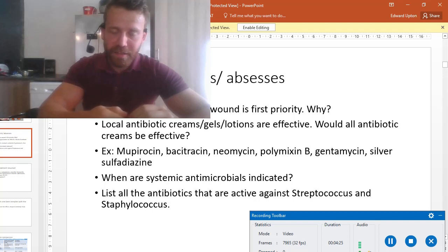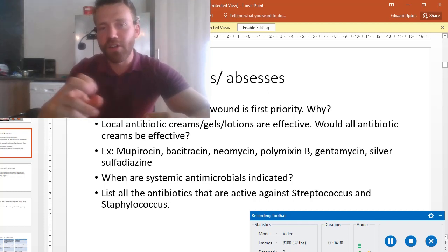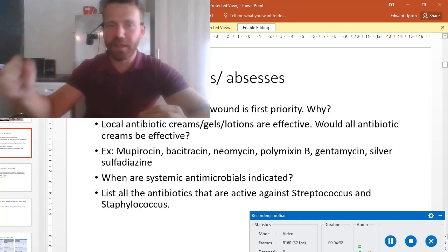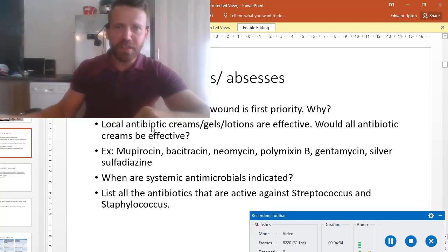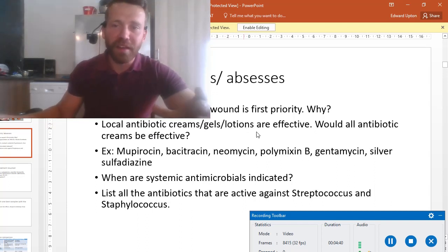And if you do drain it and you don't actually remove all of the contents, you can get it restarting later on, as the bacteria can still thrive in that area. So after you remove it, then you can start something like a local antibiotic cream or gel or lotion, because then they would actually be able to reach all of the areas they have to reach. It's not an overwhelming infection anymore.